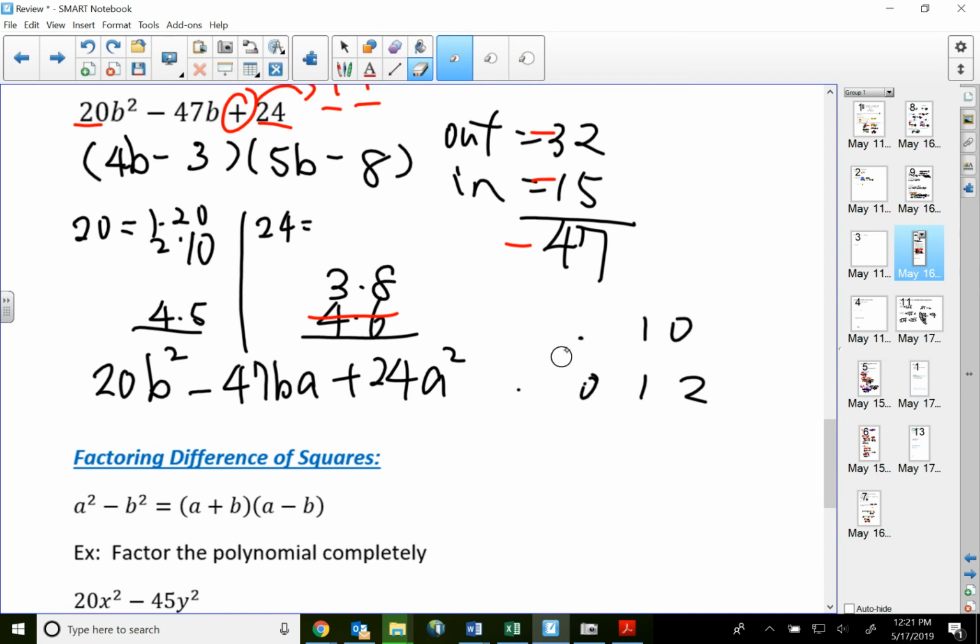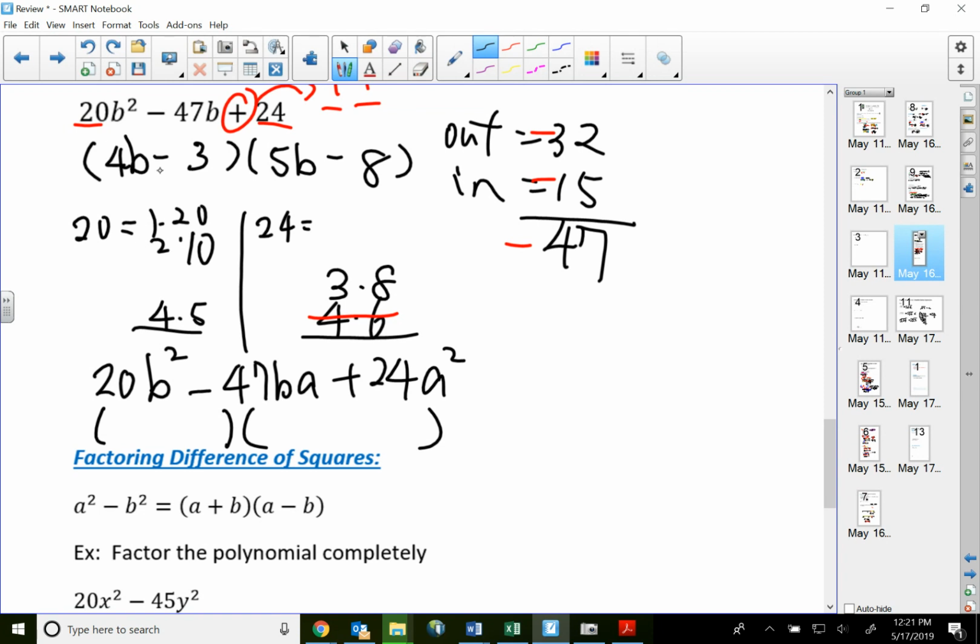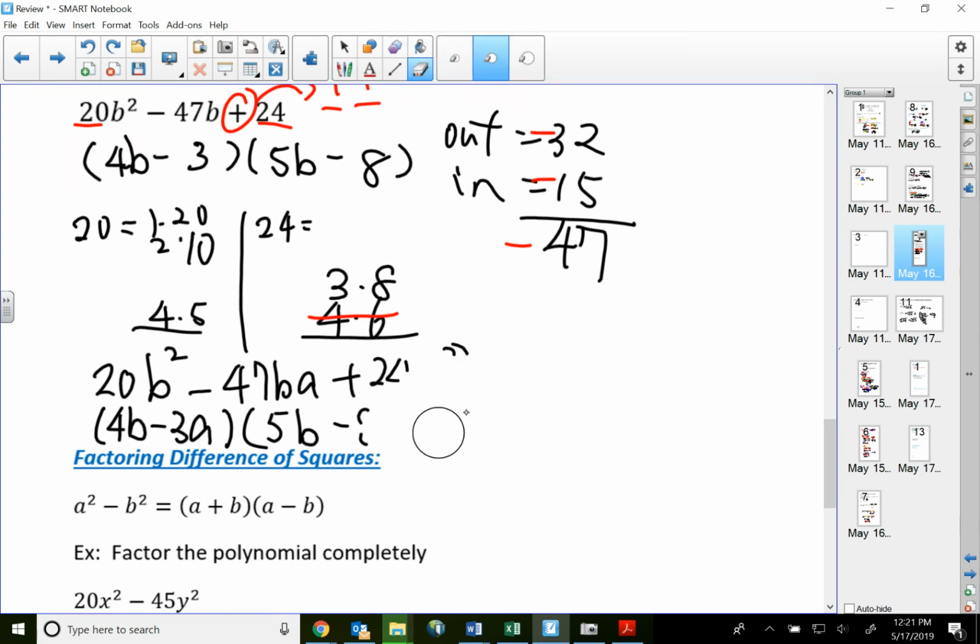So a problem like this, we would just factor like a regular trinomial, and your answer would be 4b minus 3a and 5b minus 8a. Okay, because I got a squared on the back. So this negative 3a times negative 8a will give me the positive 24a squared. So it's still a trinomial. So just be aware of that.